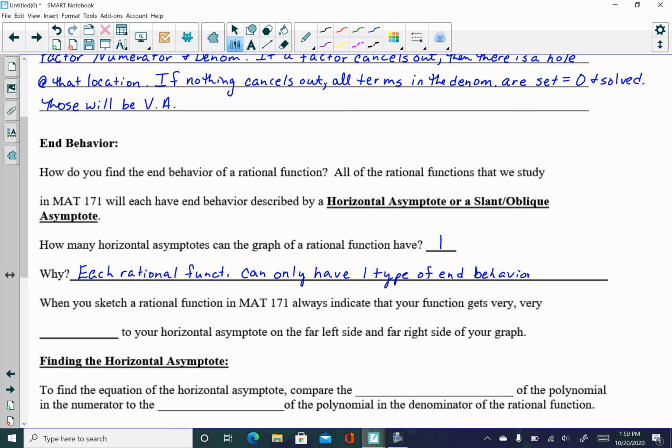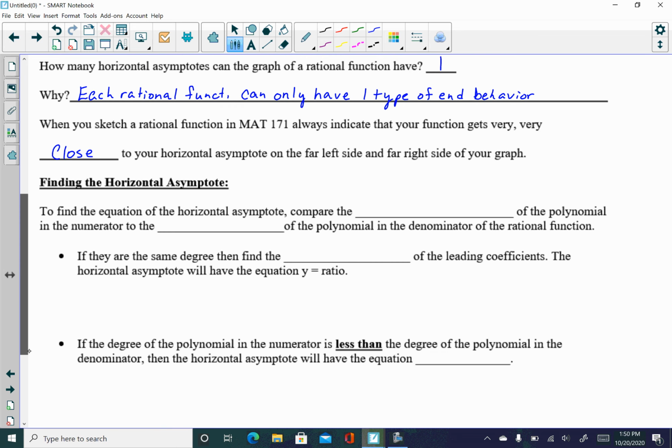And so, like we said, your end behavior will be defined by your horizontal and oblique asymptotes. When you sketch a rational function in this class, you're always going to indicate that your function gets very, very close to your horizontal asymptote on the far left and far right side of your graph, okay? Hugging the asymptotes, that's what I like to say.